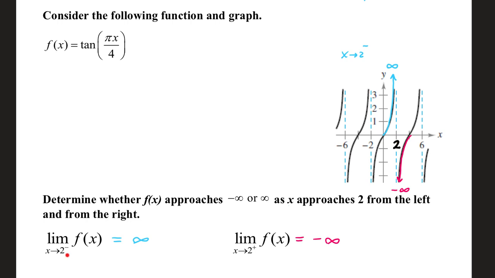As we approach 2 from the left, the closer we get to 2 on the left side of it, the larger our y values get. That's positive infinity. The closer we get to 2 from the right side, the smaller our function values get, infinitely small or negative.